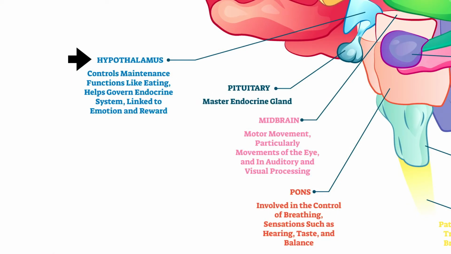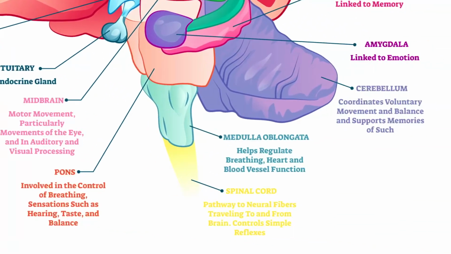And we have the pons. These are involved in the control of breathing, and sensations such as hearing, taste, and balance. You see, the pons sit right up on top of the brain stem, which is the connective tissue to the spinal cord. And we shift over here. Oh, I put my little arrows here. I forgot I did that. And there's the pons. I'll remember it this time.